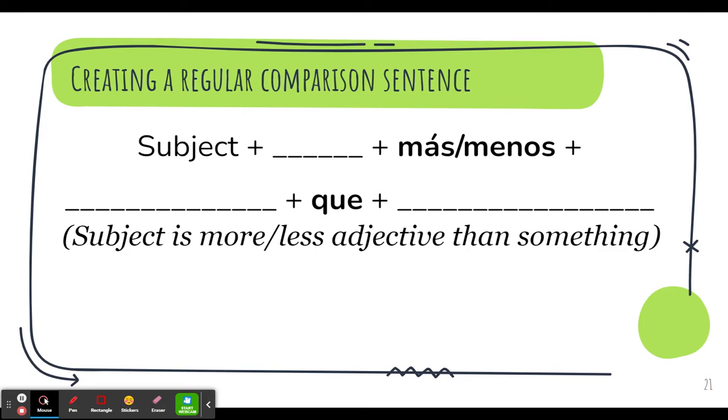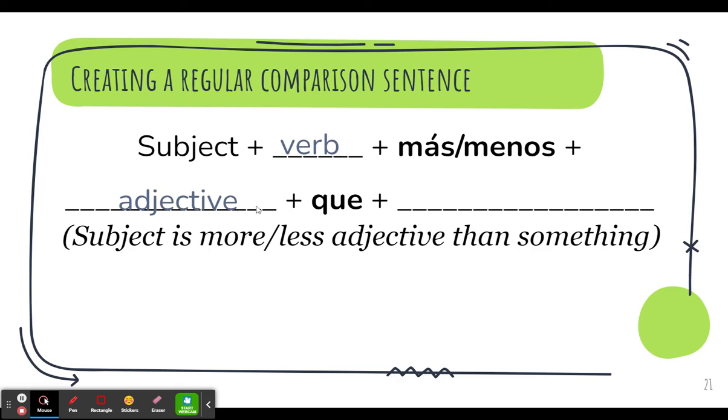So when we're creating a comparison in Spanish or in English, a lot of times we add ER to the end, like taller, prettier, smarter. In Spanish, we always have to say more or less something. So to create a sentence, you're going to have your subject and then your verb, which is generally ser, but not always. Then you'll have más or menos, which means more or less.